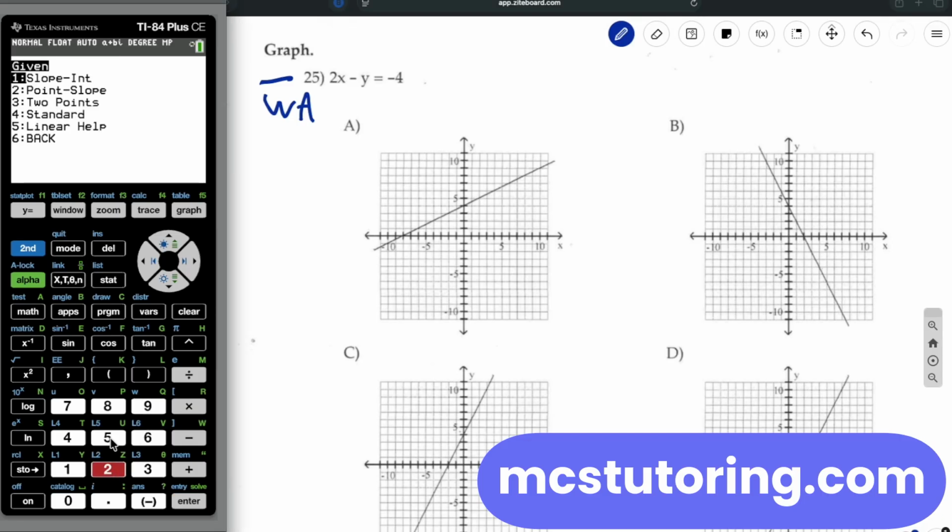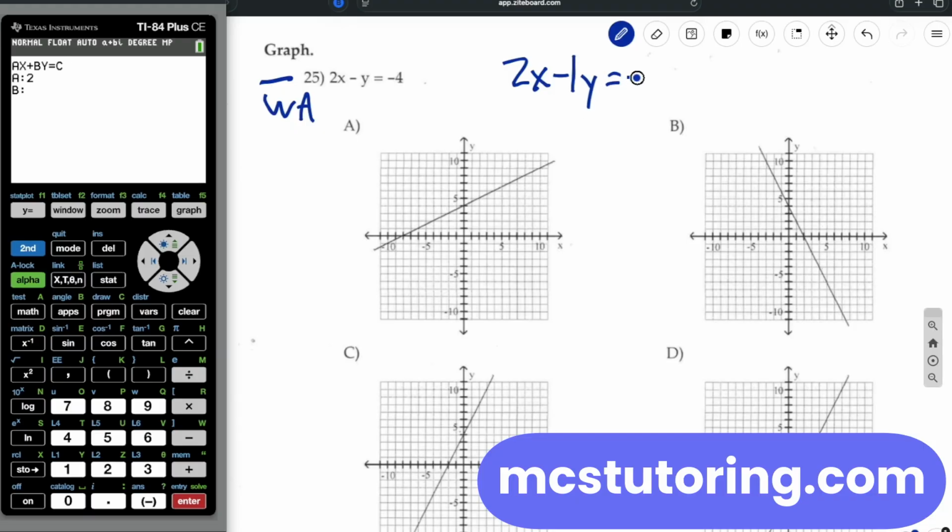Again, linear equations. And it looks like it's that standard form that we've seen too much of today, to be honest. 2 is in front of the x. And look, if we don't have a number in front of y, that's technically 2x minus 1y equals -4.